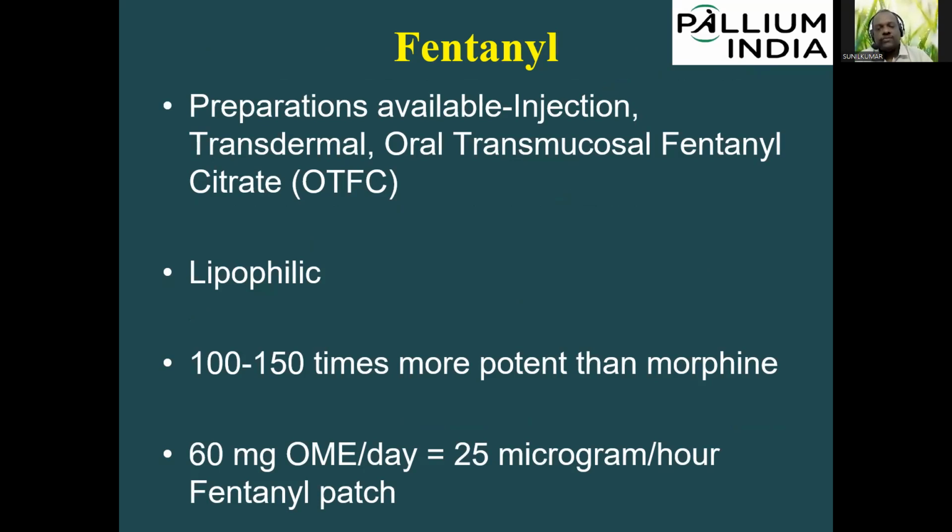And compared to morphine, fentanyl is more potent. It is about 100 times more potent than morphine. And the conversion ratio is 60. Suppose a patient is taking 60 milligram of oral morphine per day, that is equivalent to 25 microgram of fentanyl patch.